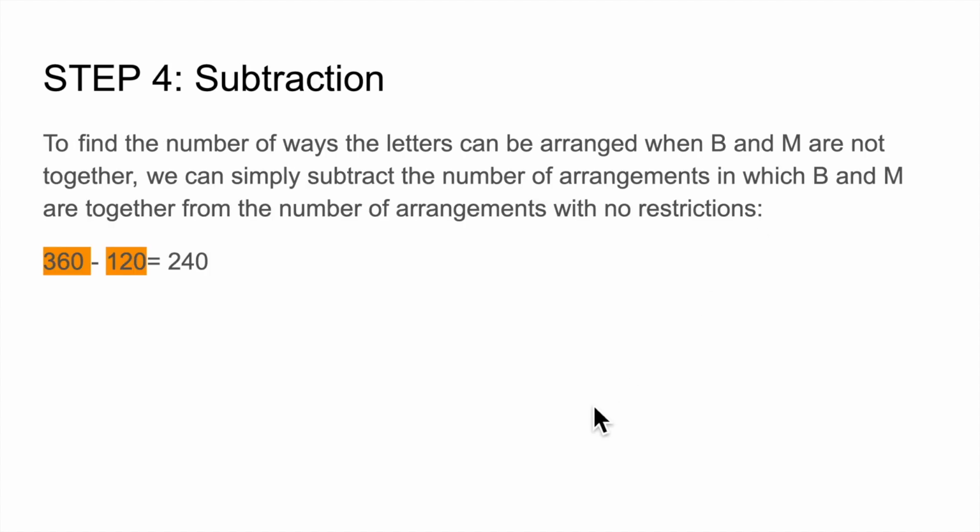Great, so now we only have one more step, which is subtraction. To find the number of ways the letters can be arranged when B and M are not together, we subtract the number of arrangements in which B and M are together, from our last step, from the number of arrangements with no restrictions, the second step. So we have 360 minus 120, which is 240, and that is our final answer.